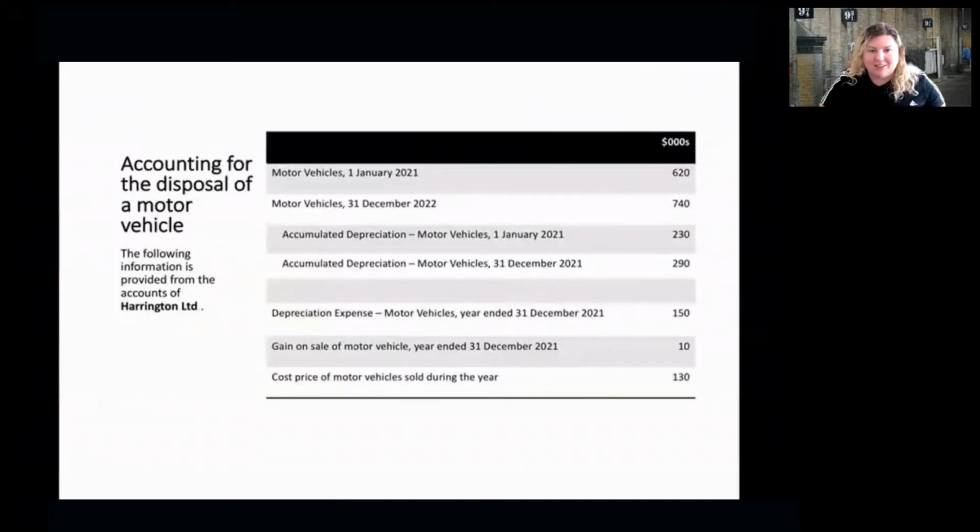The information given to us in this question is about Harrington Limited, and we're told that there's a motor vehicles account. There's an opening balance and closing balance, and then we're told there's an accumulated depreciation account, and we're given the opening balance and closing balance for that as well. We're told what the depreciation expense for the period is for all the motor vehicles. We're told what the gain on sale of motor vehicles is. So there was a motor vehicle sold during that period.